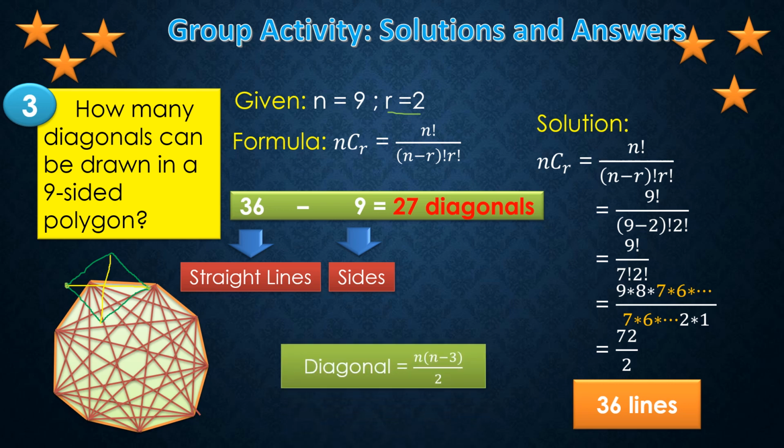Or, we can also use a shortcut. During your grade 7, you studied how to get the number of diagonals of a certain polygon. So, we have the formula n multiplied by the quantity of n minus 3, over 2. Okay, this is applicable to all polygons to get the diagonals.